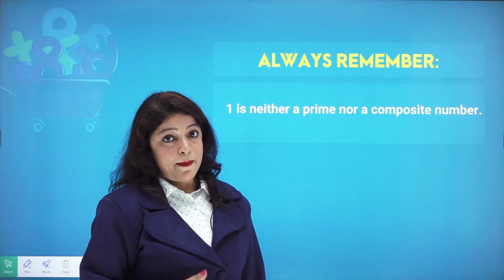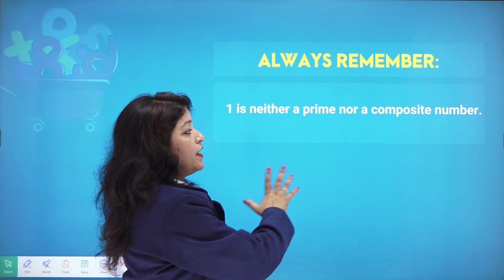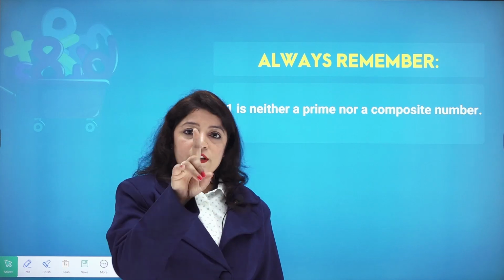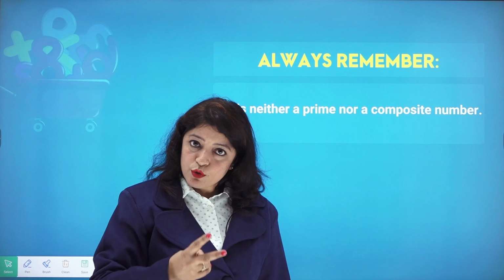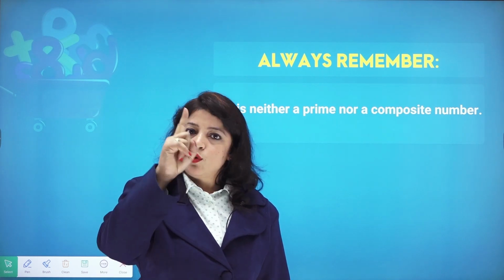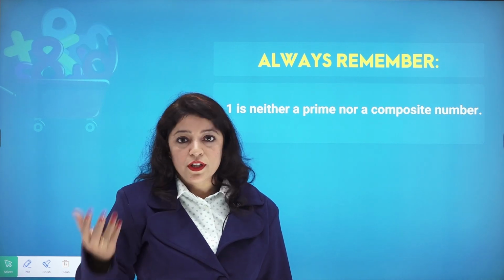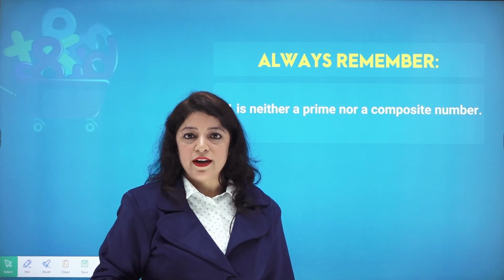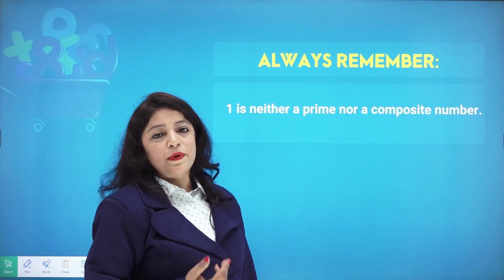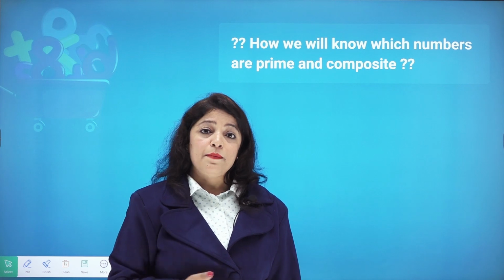Now, we always remember 1 is neither a prime number nor a composite number. This is a very important point because it has only one factor and that is 1. For a prime number, we need to have 2 factors. 1 has only one factor, and for a composite number, the number of factors should be more than 2. So 1 is neither a prime nor a composite number.